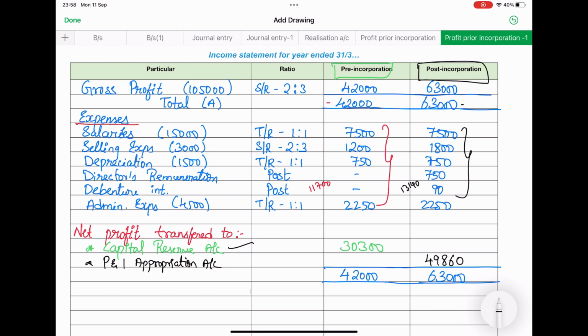I have a profit where I have transferred a certain profit to capital reserve and a certain amount is being transferred to P&L appropriation account. Very simple and easy concept. Further problems will be a bit difficult with some adjustments, but if you have very good understanding, or if you are very clear with your theoretical concepts, this problem will be very easy. Don't get confused at all.